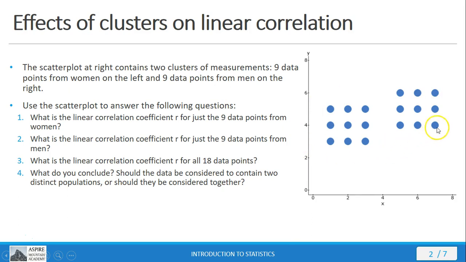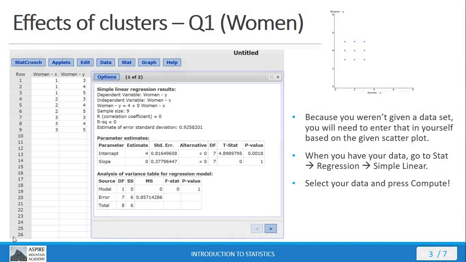Then we do all the data points together, and then we look at these results and say, what do we conclude? Should the data be considered to contain 2 distinct populations, or should they be considered together? We can do this, we just take one question at a time. So first, let's look at the data points for just the women.